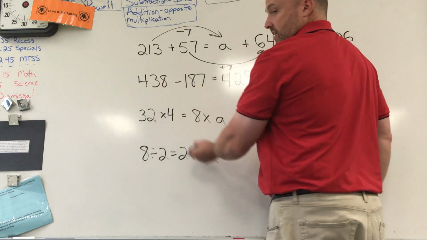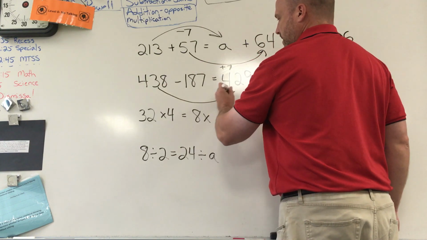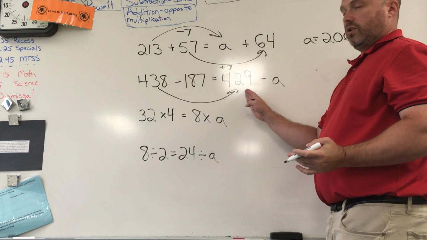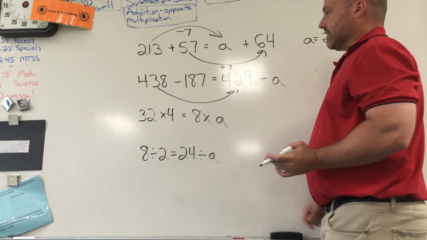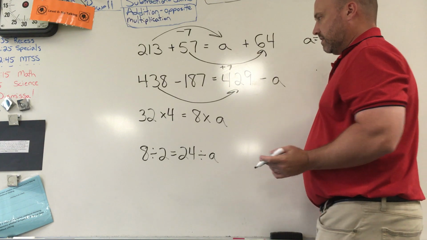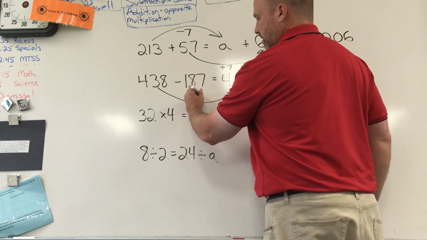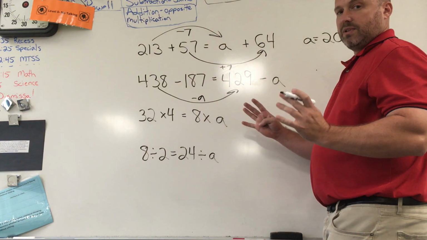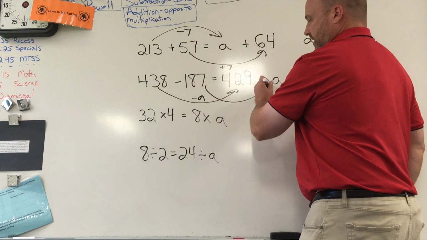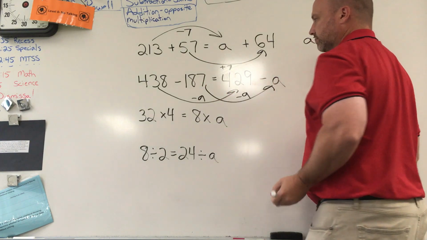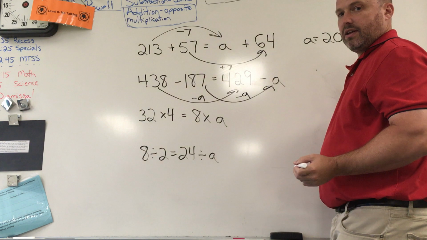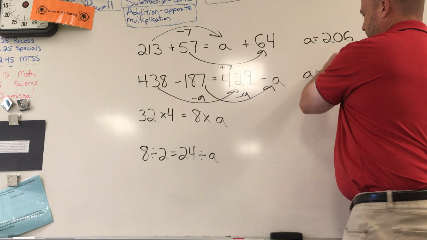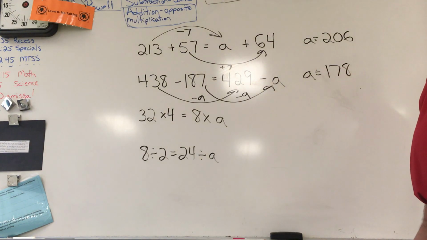So I'm going to do the same thing as I did before. If I'm starting with 438 and ending with 429, what I must have done is I must have subtracted 9. All right, so if I subtracted 9 there and I'm trying to keep the same difference, I have to subtract 9 here. So 187 minus 9 is 178. And so A is 178.